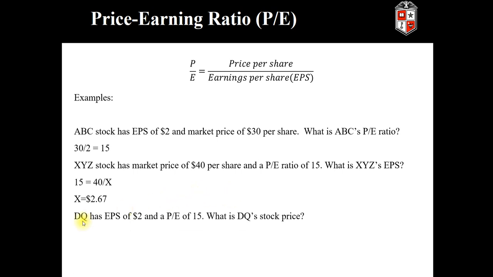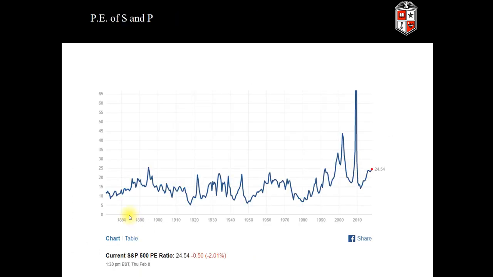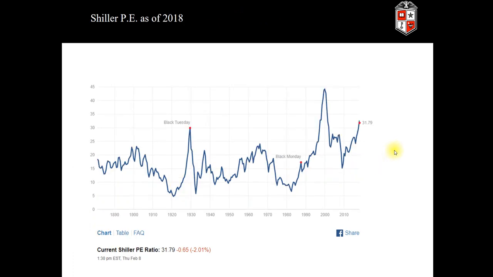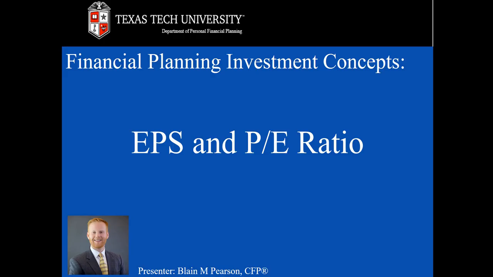And lastly, DQ has an earnings per share of $2 and the P/E is 15. What is the stock price? Again, we can do some basic algebra and conclude that the price of the stock is $30 per share. Here's a chart that shows the P/E ratio of the S&P 500 through time. This is the Shiller P/E ratio chart. The Shiller P/E is just the cyclically adjusted price to earnings ratio.